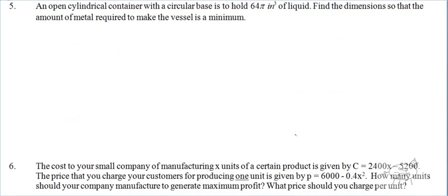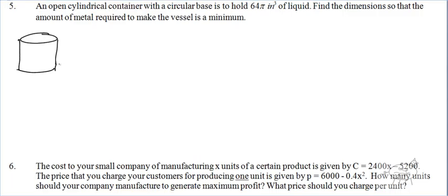All right, move on. An open cylindrical container with a circular base is to hold 64 pi cubic inches of liquid. Find the dimensions so that the amount of metal required to make the vessel is a minimum. Okay, now we're doing a minimum type problem. And so I can just draw a cylinder here real quickly. It doesn't take very long. Okay, so here's your open cylinder, and in this you have a couple different things here.